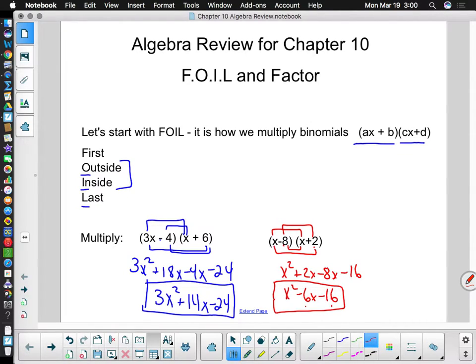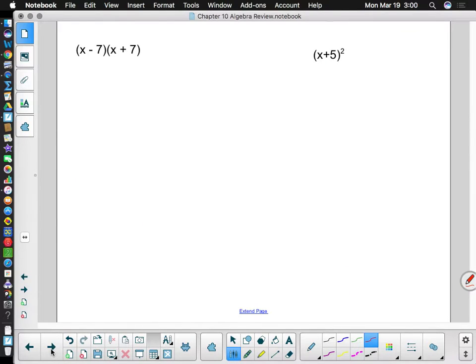So we see those values showing up kind of in the polynomial when we have leading coefficients of 1, when I don't have a number in front of the x's. So those are nice. A couple more examples, then we'll move on to factoring. So x minus 7, x plus 7, again, first, x squared, outside plus 7x, inside minus 7x, and last minus 49. The outside inside actually cancel out, leaving me x squared minus 49.